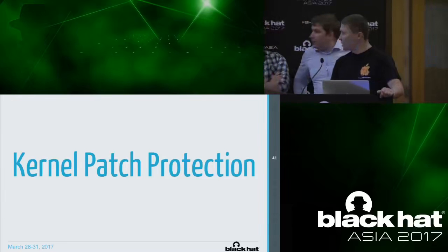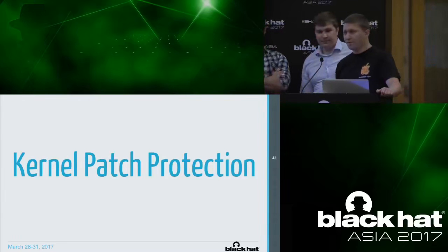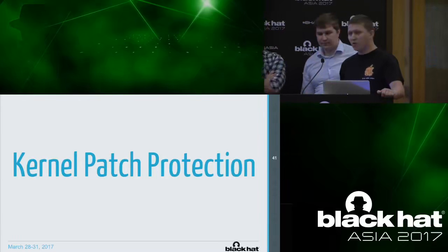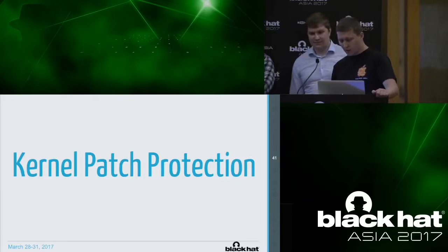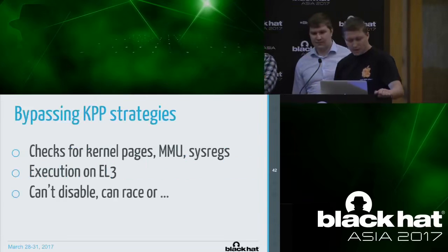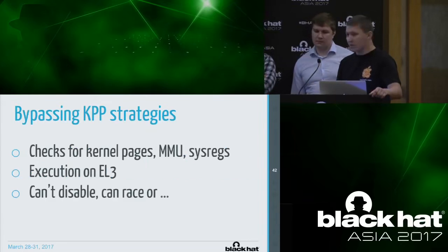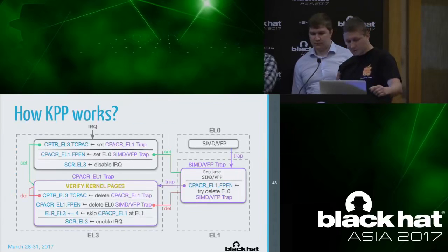Hello everyone. So as you've noticed, we need to make quite a few patches, and kernel patch protection is a thing preventing us from doing that. So let's take a look at how it works and how to bypass it. Kernel patch protection randomly checks kernel pages, translation tables, and some system registers. It's also executing on exception level 3, so we can't really disable it. But we can apply patches and remove them between checks. But is there any other way? Yes, there is. So let's dive deep into iOS and find out how it works.